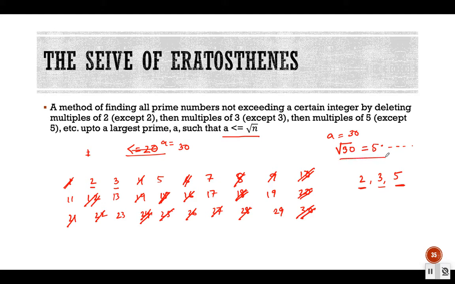Now we don't have to consider any prime numbers greater than 5, because that's our trial division: we only have to consider numbers less than or equal to the square root of 30. Now just find which numbers have not been crossed out.